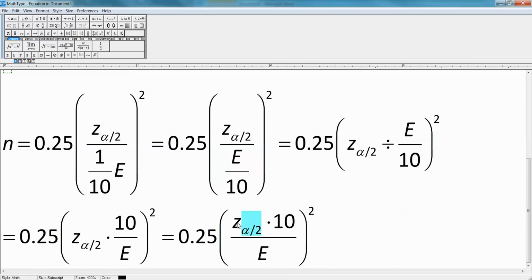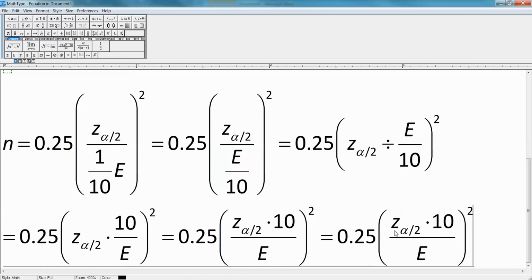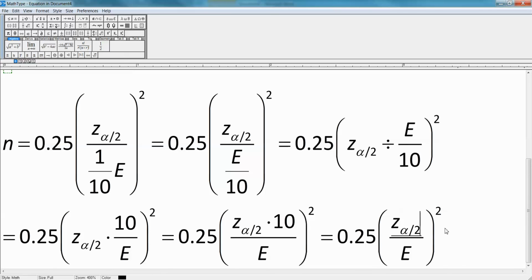Okay, so there's the z over e part that we had in the original formula. But what's going to happen to this 10? I can move it out and say, okay, that's 0.25, and then z over e squared, which is the original formula from the notes, times, and I'm just going to put the 10 squared out here. And then, of course, what is 10 squared? Everybody knows that's 100, right? So this part right here is actually what they're asking about.